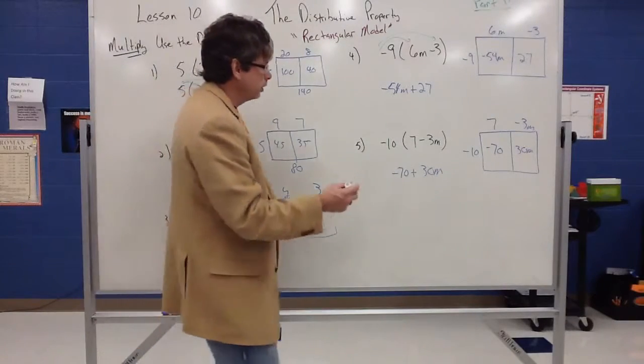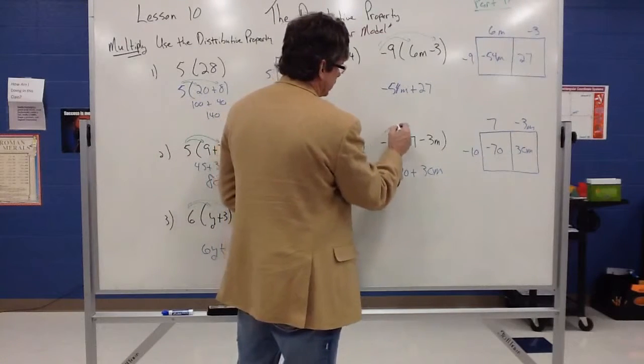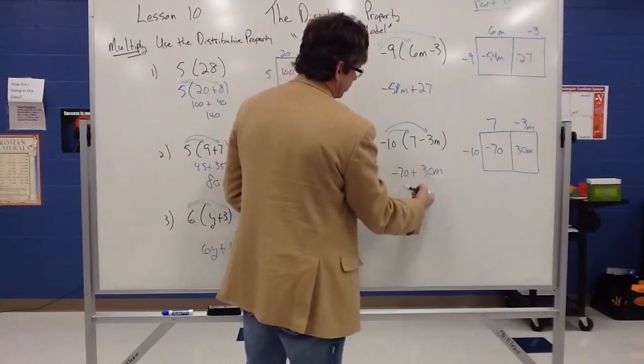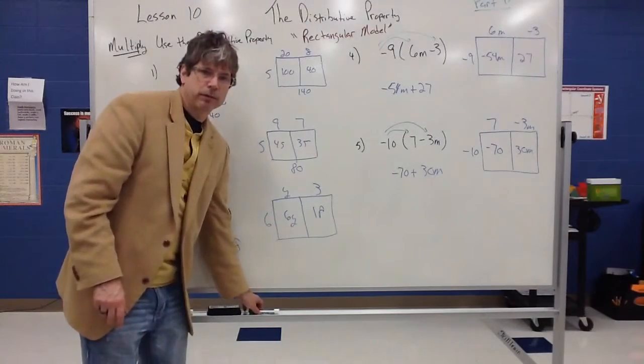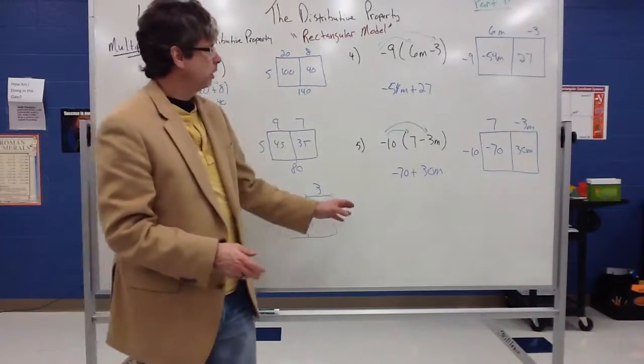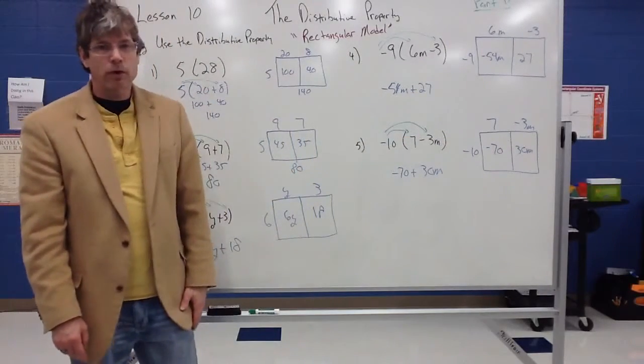I also want to note that you could just multiply the negative 10 to the 7. There's your negative 70. And negative 10 and a negative 3m does give me my 30m. So you don't necessarily have to use the rectangular model, but it's really a good tool to organize if you need it. So we'll do a few more of those. Stay tuned.